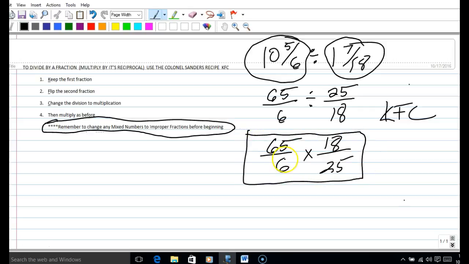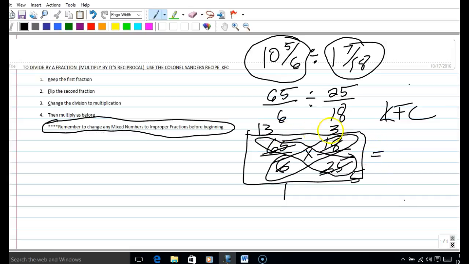So when I multiply, I can sometimes make the arithmetic easier by dividing out common factors. So 25 and 65 both contain a common factor of 5, so I'll divide 5 out of each one of these terms. So 25 divided by 5 is 5, and 65 divided by 5 is 13. 6 and 18 also contain a common factor of 6, so I can divide 6 out of each one of those numbers. So 6 divided by 6 is 1, 18 divided by 6 is 3.